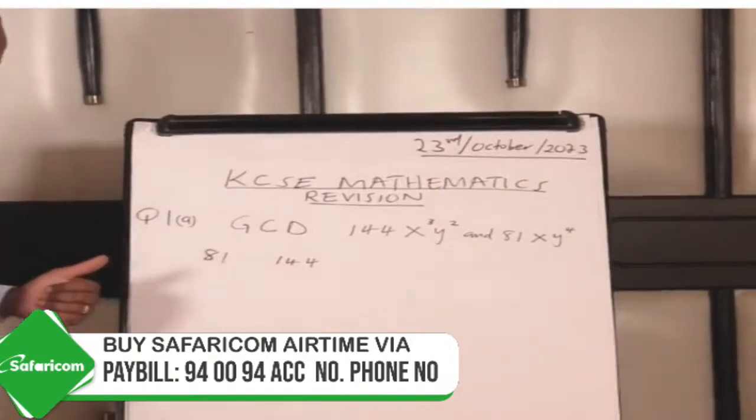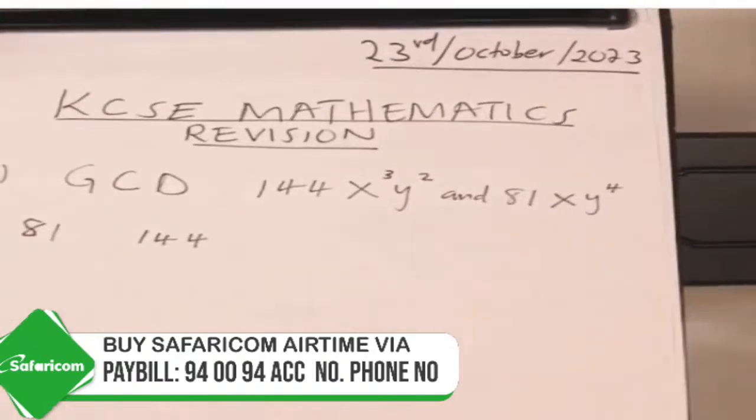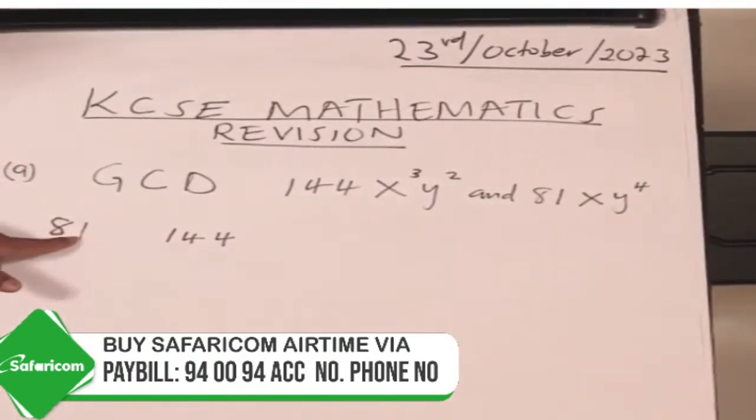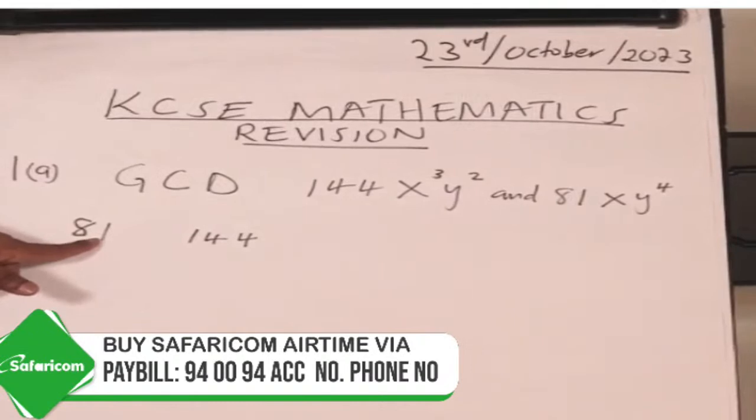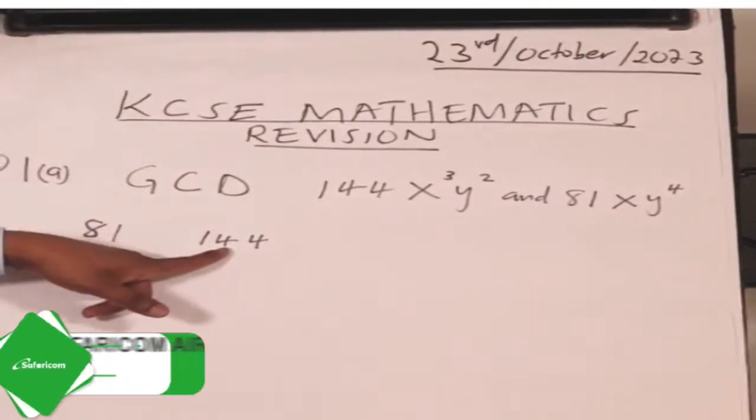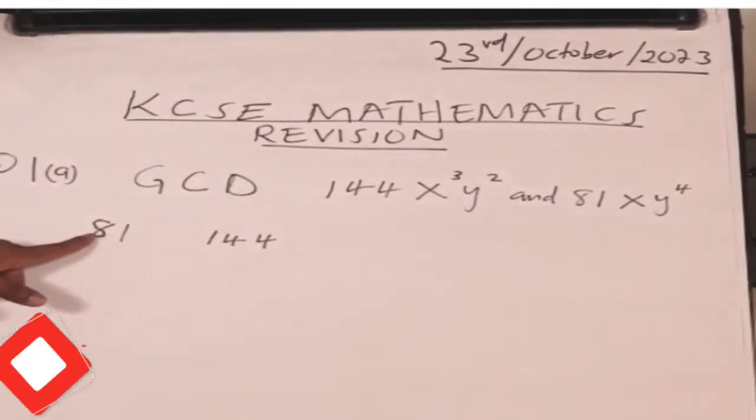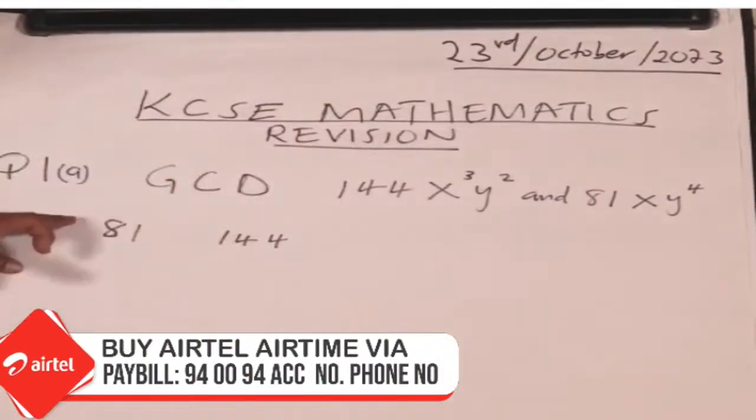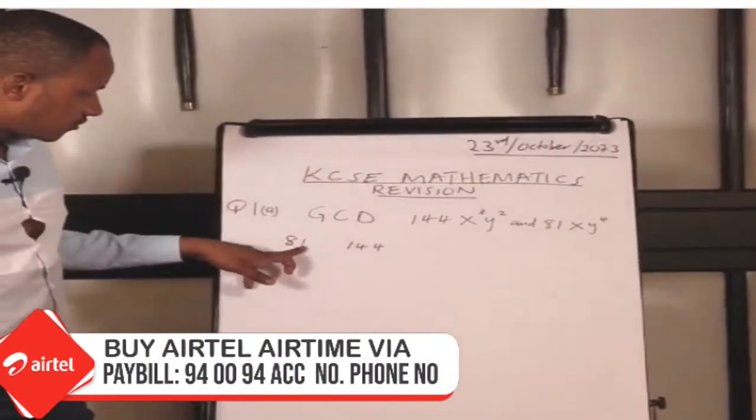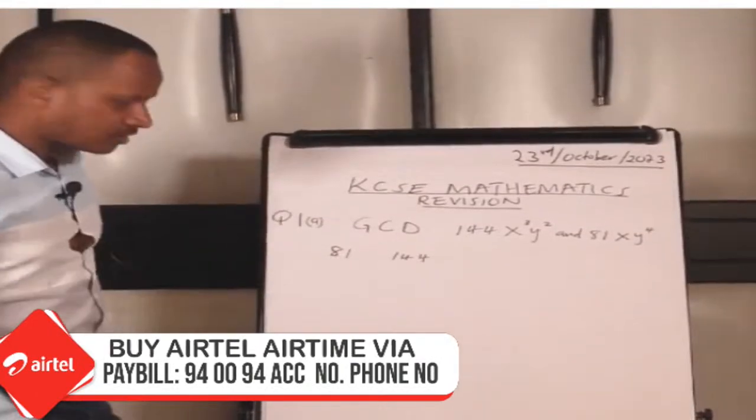So the least number, let's try taking 2. If we take 2, 2 can go into 81, yes, but there will be a remainder. But 2 can go into 144 without a remainder. But because there's a remainder here, we go to the next number, which is 3. 3 can go into both 81 and 144 without a remainder.